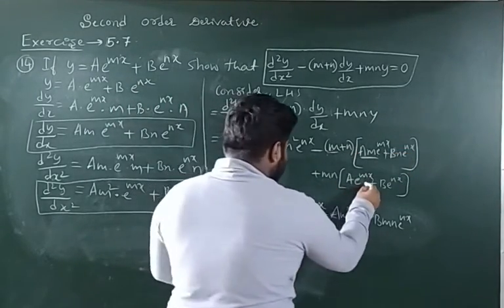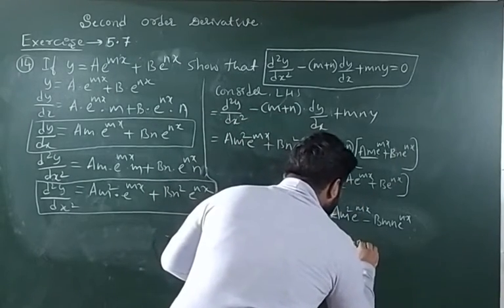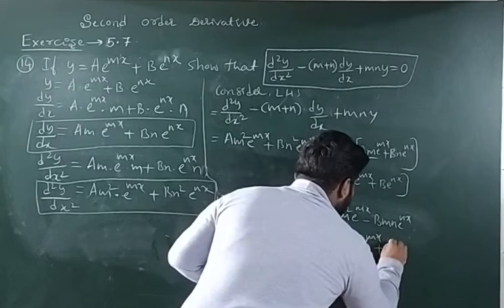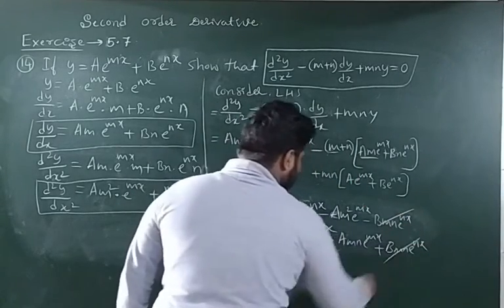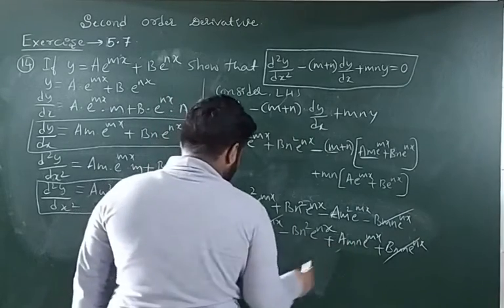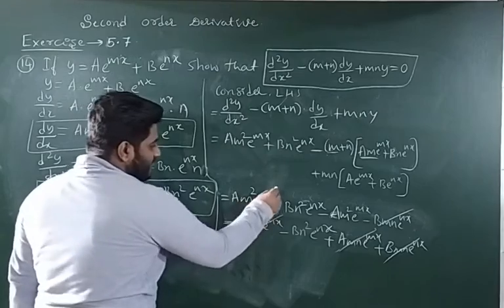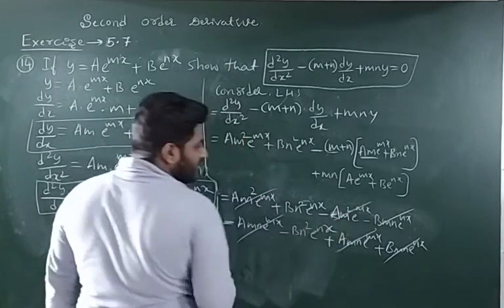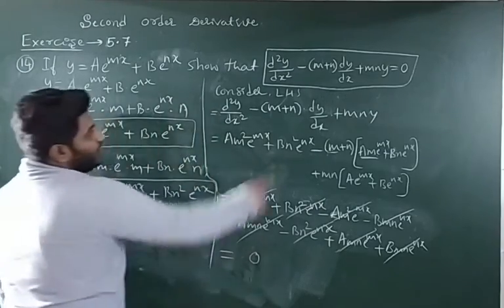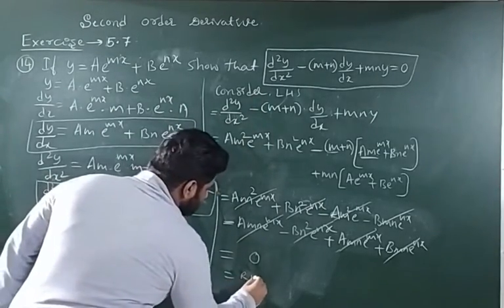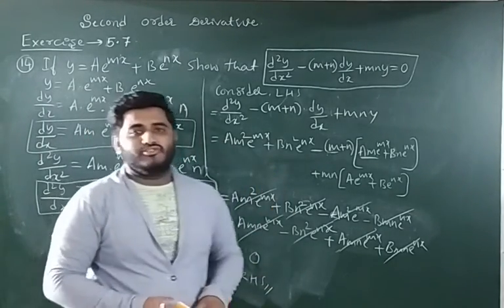Now we have to add these terms. Plus a mn e raised to mx plus b mn e raised to nx. So b mn gets cancelled, minus a mn plus a mn gets cancelled, and a m square e raised to mx minus a m square e raised to mx gets cancelled. These terms get cancelled. Finally we are getting 0, that is nothing but our RHS. So this is the solution to question 14.